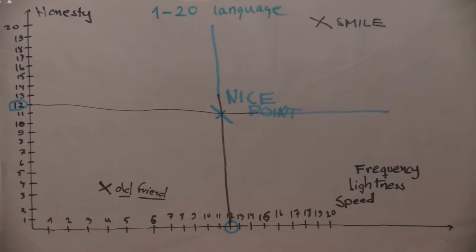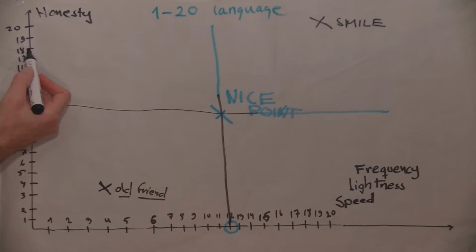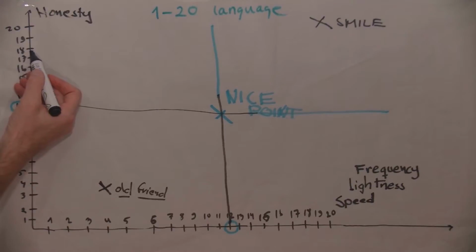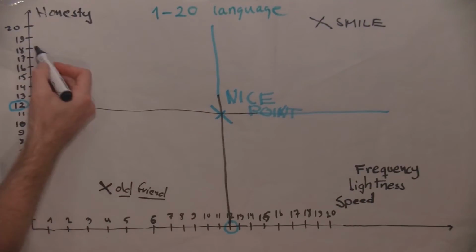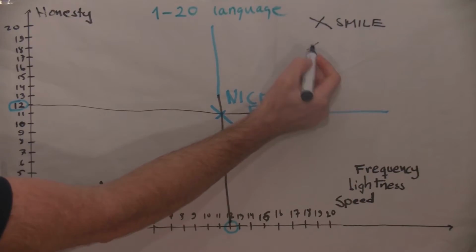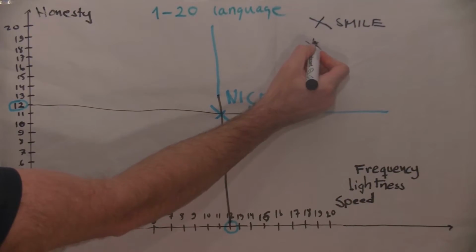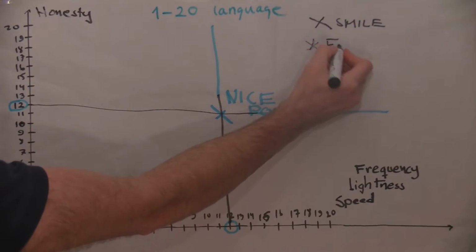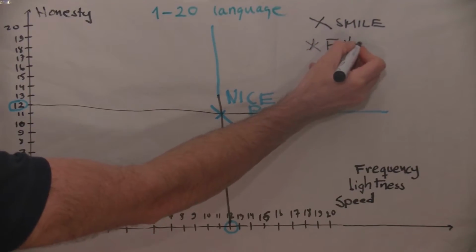In honesty, it was 18, and in lightness, speed, it was 19. Okay. So honesty 18, and over on this axis 19, you said? Yeah. So then we have this cross here, and I put football.